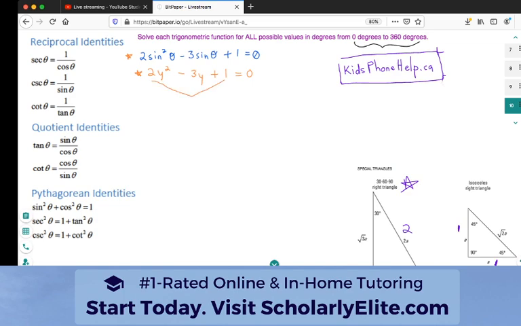So 2 times positive 1 is going to be 2. And we want two numbers that multiply to positive 2 and add to negative 3. I'll just put those numbers over here. And that's pretty standard. It'll be negative 2 and negative 1. All right. So moving on.